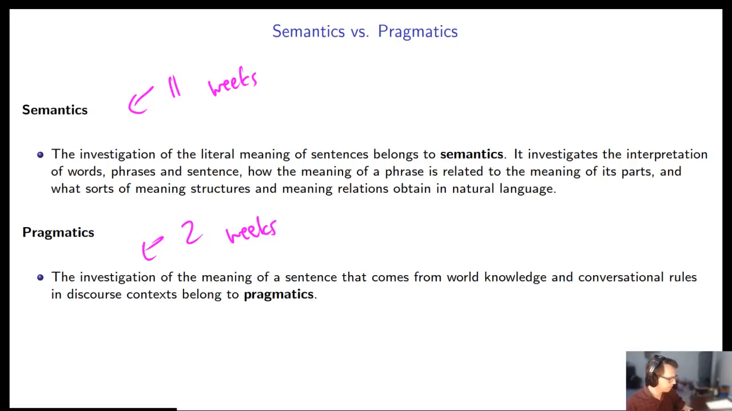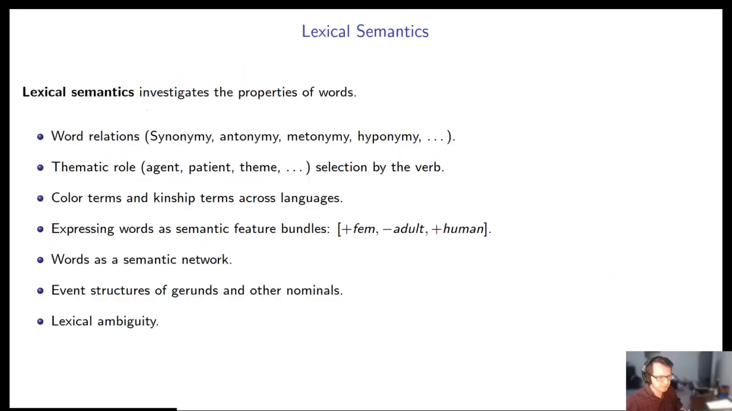Okay, so just 2 more slides to talk about the different types of semantics. So semantics is broken up into 2 main fields, lexical semantics and truth conditional semantics. At SFU, lexical semantics is integrated into a lot of the other courses, while truth conditional semantics is LING 324.